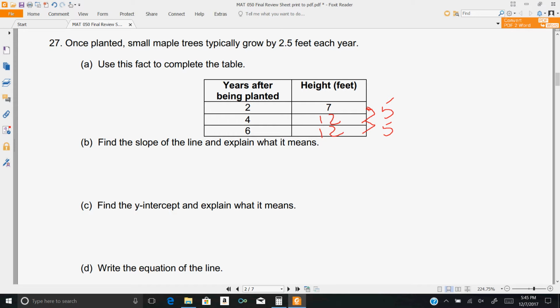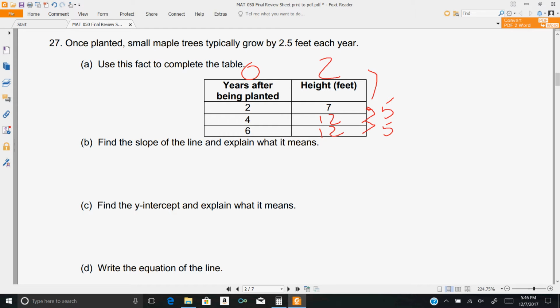Another question we might want to think about, come up later, but I can also calculate 0 years after being planted. I'll just take away 5, and so I'll get 2. That's going to be important later, but right now, find the slope of the line and explain what it means.